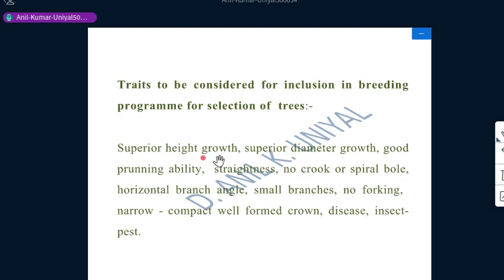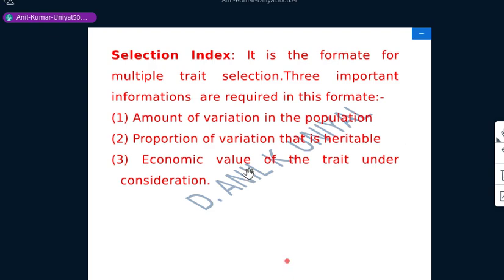So these are superior height growth, superior diameter growth, good pruning ability, then straightness of bole, no crook or spiral bole, horizontal branch angle, small branches, no forking, narrow and compact, well formed crown, disease, insect, pest, or adverse environmental resistances. These are some characters to be considered during selection of trees.